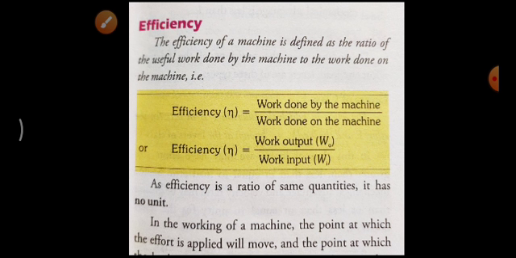If we find out how much work is performed by the machine and how much work we have done on the machine, and find the ratio between them, then it is called the efficiency of the machine, that is, work output W_O divided by work input. As efficiency is also a ratio of the same quantities, that is work divided by work, it also has no unit.